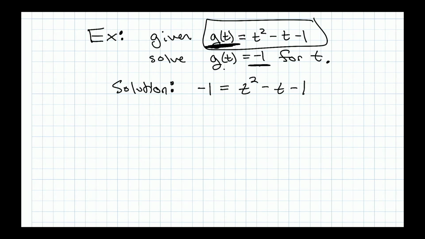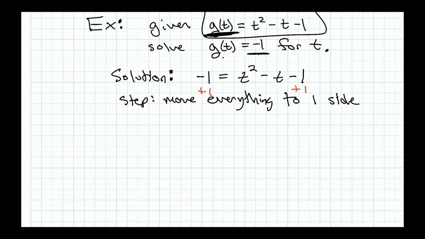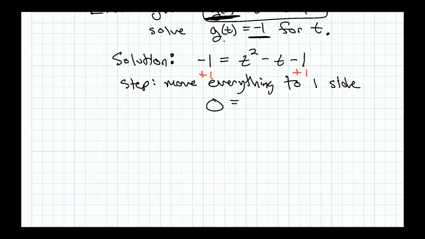After you do that, how would you solve this? Well, there's specific steps for solving a quadratic that you should follow. So step 1 is going to be move everything to one side. The way you'll do that here is you'll just take this minus 1 and add 1 to both sides like that. After you add 1 to both sides, you're going to have 0 equals t squared minus t.